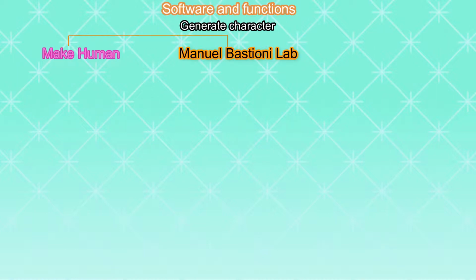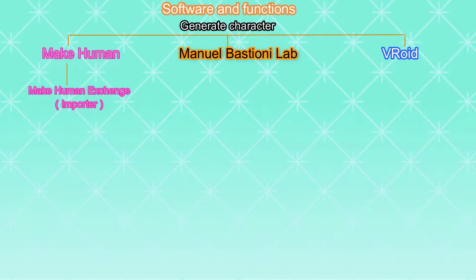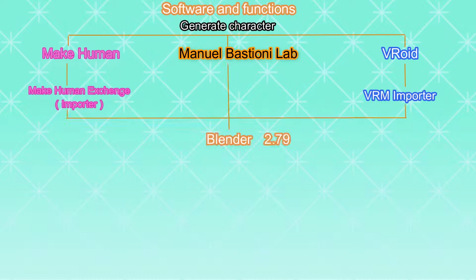First, let's prepare the software that creates characters. The first is Make Human, the second is Manuel Bastioni Lab, and the third is Vroid. When using Make Human and Vroid, other software is also required. For Make Human, the Make Human Exchange, and for Vroid, the VRM importer is also required.